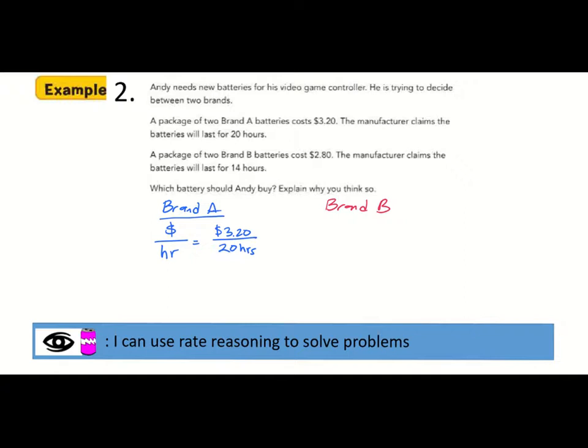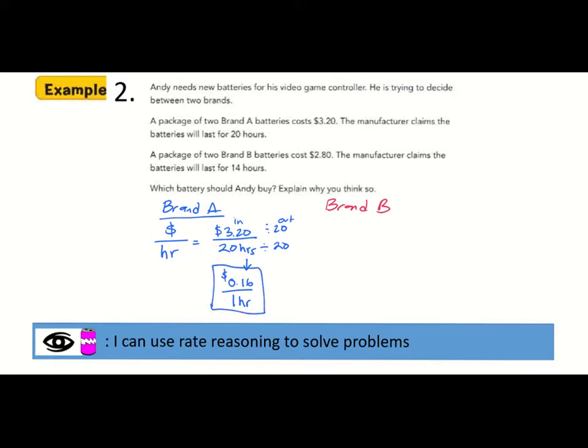So if I want to figure out the unit rate per hour, I would divide my fraction by 20, top and bottom, to get my unit rate of 1 hour, because 20 divided by 20 is 1, so that's how I got my denominator. And to get my dollar amount, I would do $3.20 divided by 20, and if I do the in and out, this would be in, this would be the out, I get 16 cents. So brand A says I would pay 16 cents per hour for those batteries.